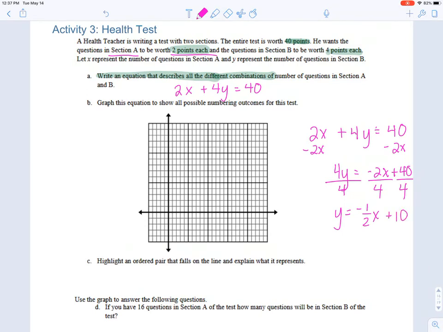Okay, we're going to go ahead and graph this. So we're going to start at a y-intercept of 10. And we're going to go down 1 over 2, down 1 over 2, down 1 over 2, and down 1 over 2.